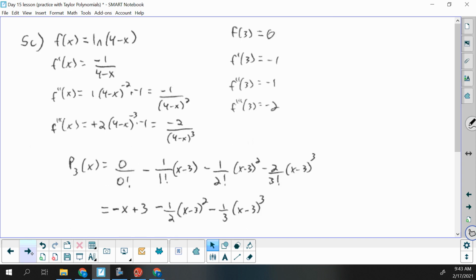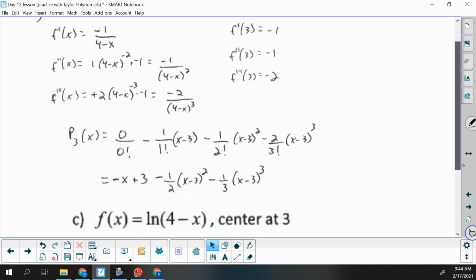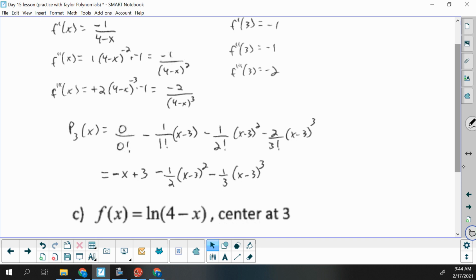Next one, we were centered at 3, so we had to do it out the long way. Do 3 derivatives. Remember to do your chain rule. Or in other words, natural log is derivative of the inside over the inside. Once you have your 3 derivatives, sub in 3, you get 0, negative 1, and negative 2. So you had 0 over 0 factorial minus 1 over 1 factorial times x minus 3 this time, because our center's at 3, raised to the first. And then similar idea for the second derivative and third derivative one. Either of those last two lines would be full credit.